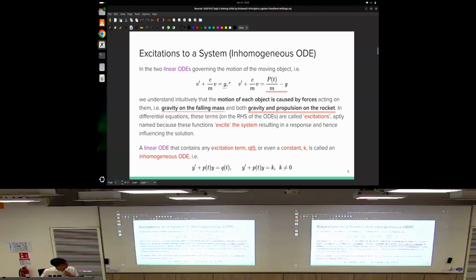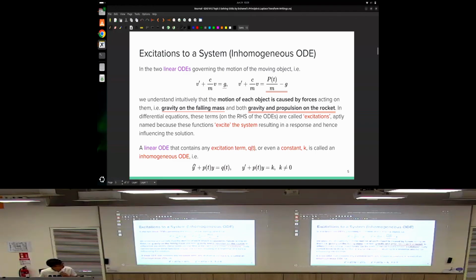So if the right hand side has something, that means a function or constant that is stand alone. When I say stand alone, it means it is not multiplied to v prime, it is not multiplied to v. So this is a stand alone expression on the right hand side. Then these are external excitations to the system. This one is important. These are external excitations to the system. Therefore, a linear ODE that contains an excitation term, let's say Q of t, I mean generally.